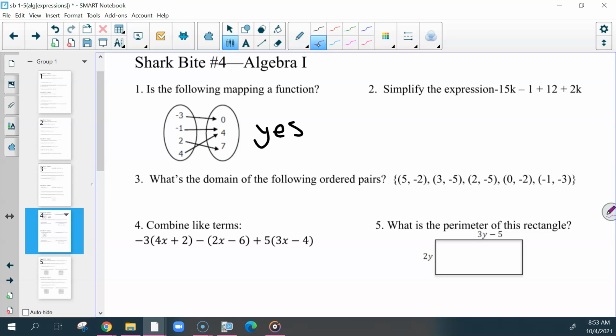Number 2, it asks us to simplify the expression. You had like terms you needed to combine. Negative 15k plus 2k gives you negative 13k. Negative 1 plus 12 is plus 11.